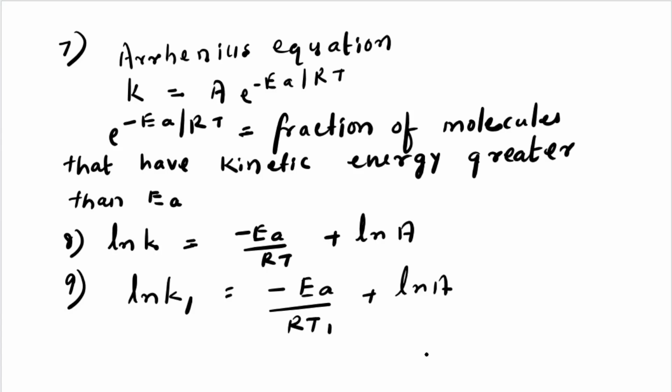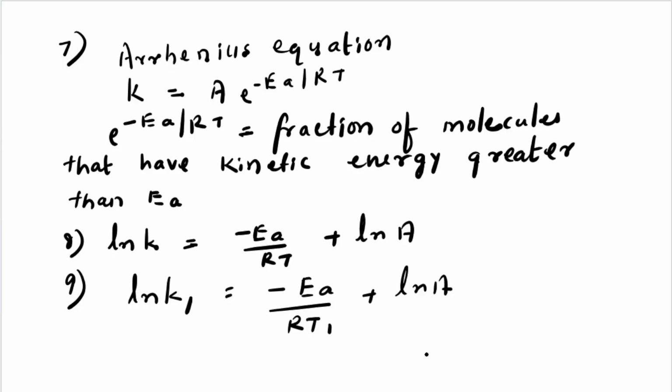The Arrhenius equation means K equals A into e to the power minus Ea by RT. This is the fraction of molecules having kinetic energy greater than Ea. If you want to break this one, take ln on both sides. Then e to the power minus Ea by RT breaks, giving minus Ea by RT, and A changes to ln A and K changes to ln K.